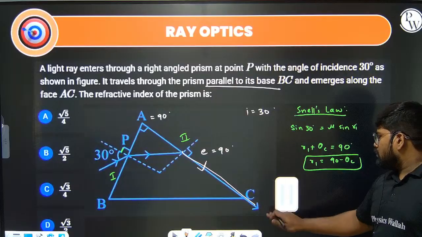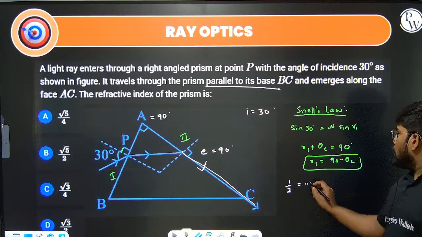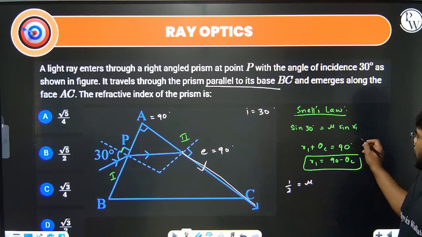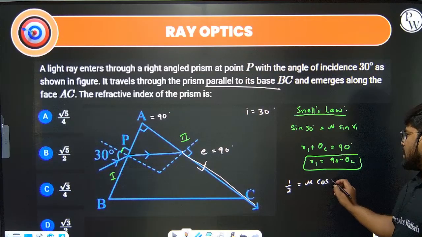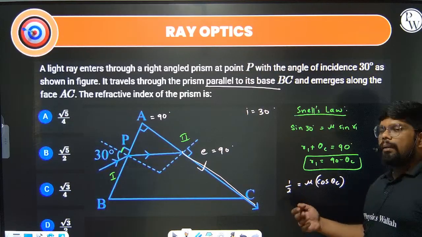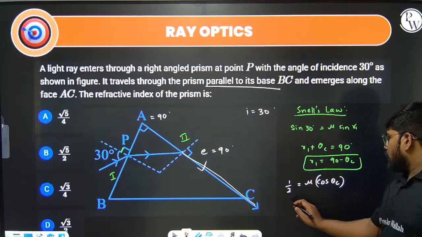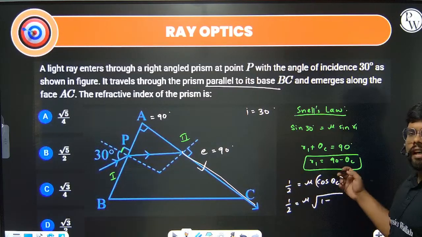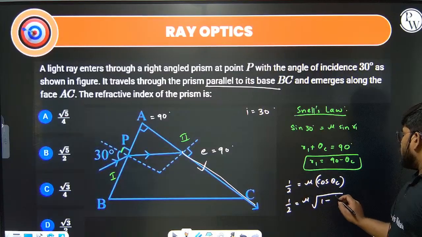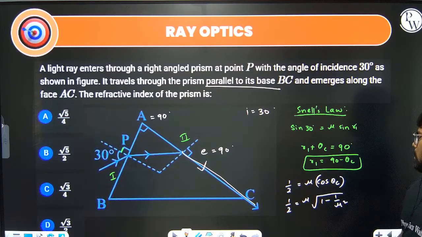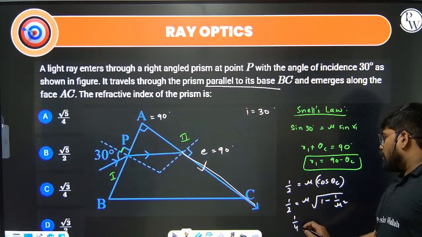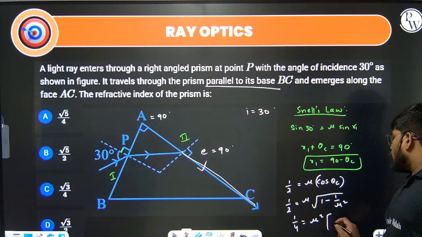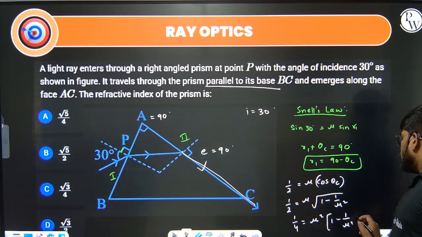So sin 30, that is 1 by 2, is equal to mu into sin of 90 minus theta c, which becomes cos theta c. Okay, now the calculations begin. 1 by 2 is equal to mu times cos theta c. What is cos theta c? It can be written as root of 1 minus sin square theta c, which is 1 by mu square. Now if you square both sides, 1 by 4 is equal to mu square into 1 minus 1 by mu square.